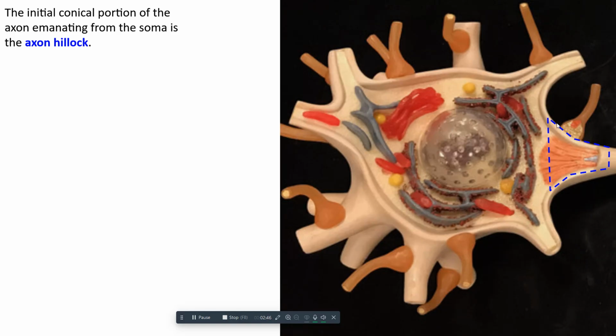Now, what I've got here is the initial part of my axon hillock. This is my initiation zone as well. This is where I will begin action potential formation.